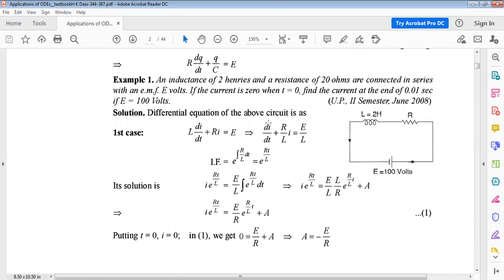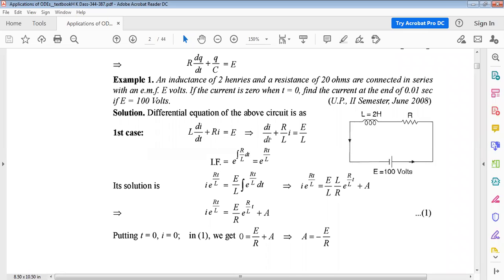The differential equation of the above circuit can be derived. Here L equals 2 Henrys, which is given, R is the resistance, and E is the EMF, which is 100 volts. Within this circuit, you must know the differential equation. The total EMF is L di/dt plus Ri equals E.